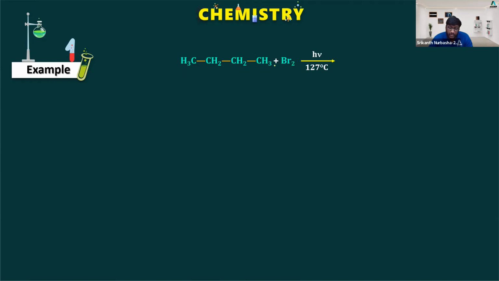CH3, CH2, CH2, CH3 plus Br2 in the presence of hν, 127 degrees Celsius. What will happen? You have this particular carbon; these terminal carbons are the same. These two center carbons are similar. So which hydrogen is going to be replaced?